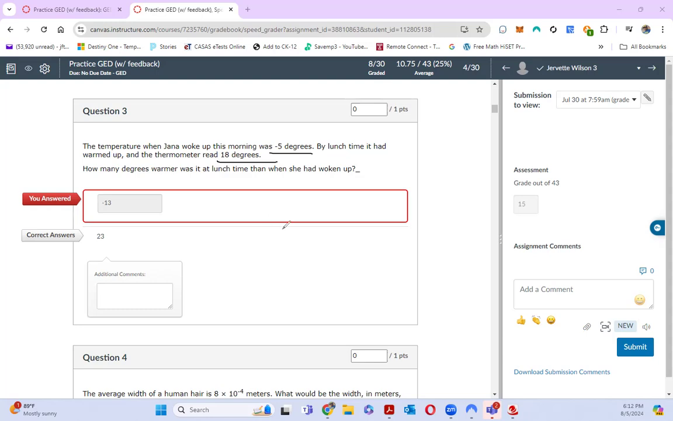The common sense way. Remember, one of the most important things I need you to understand: draw a diagram. If I started at -5 degrees and I got to go up to 18, how much did it get? 1, 2, 3, 4, 5, 6, 7, 8, 9, 10, 11, 12, 23. So I went up 23 degrees. So I had to go up 5 to get back to 0, and from 0 to 18 is 18.